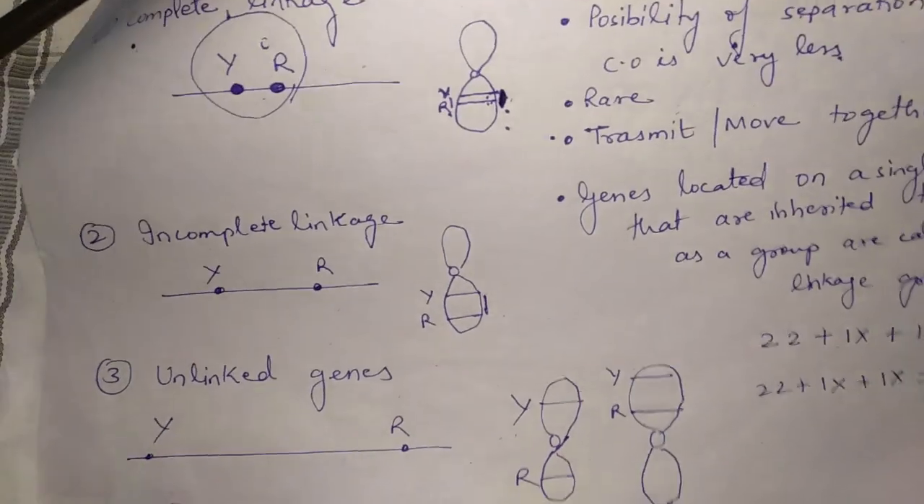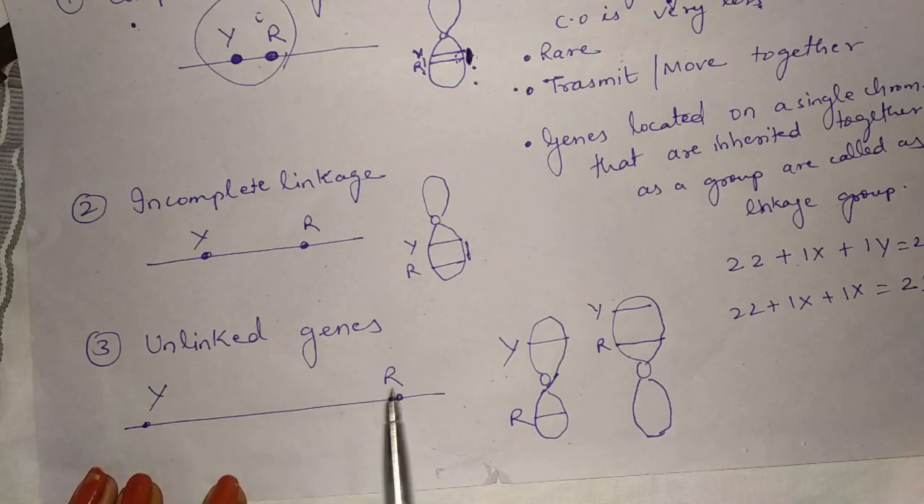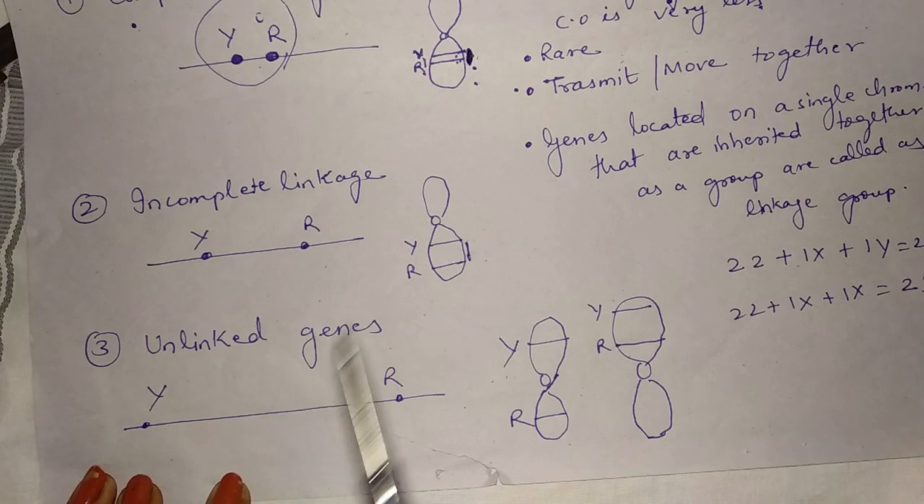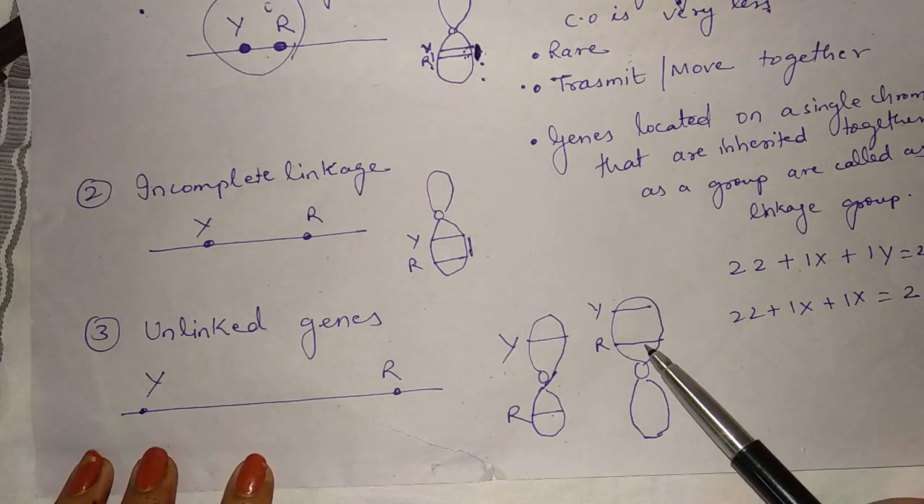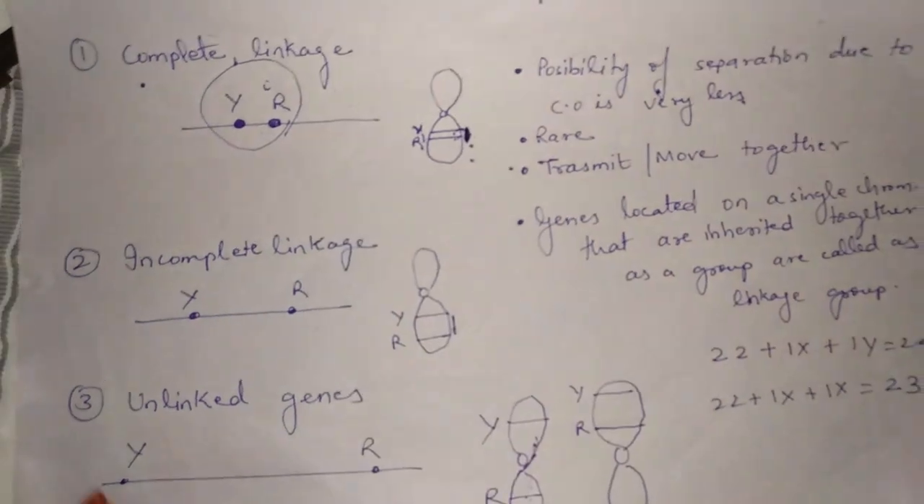The third case is that of unlinked genes, the genes which are far apart from one another, and the chances of crossing over are much more over here as compared to this. See over here, these genes can be present either this way or this way, and the distance between them is very much as compared to these two cases.